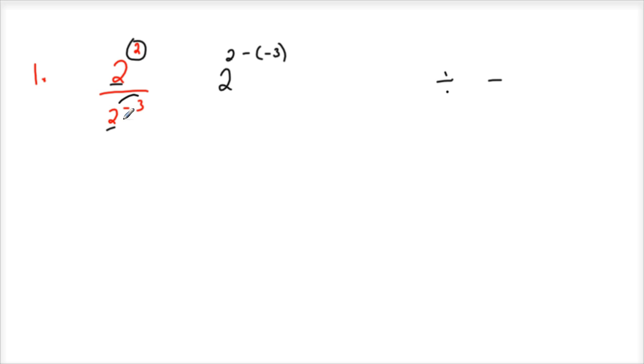So our two exponents are 2 and negative 3. We're going to subtract the exponents. So again, keep our base. Our base is 2. And if we do this here, we have 2 minus negative 3, which is the same thing as saying 2 plus 3. We get 2 to the 5th power.